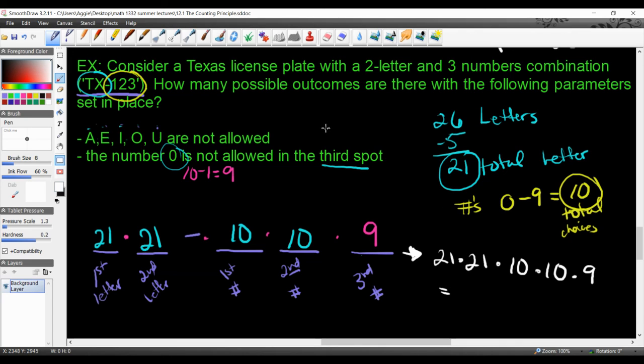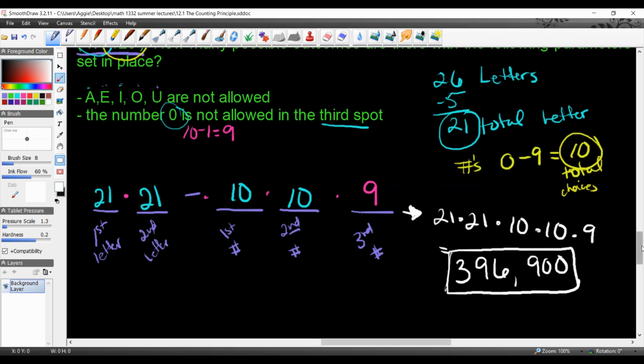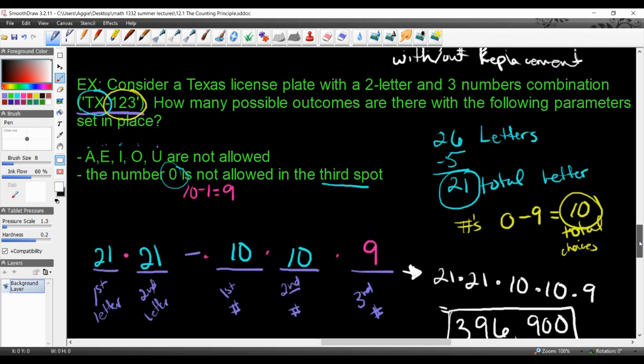So let me see what that is. 21 times 21 times 10 times 10 times 9. I'm getting a huge number, 396,900. So if you wanted to get a license plate with this combination, you would have 396,900 choices to choose from.